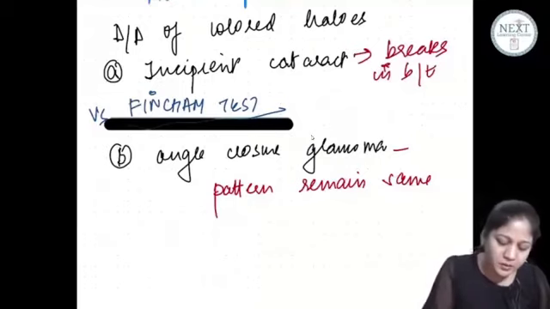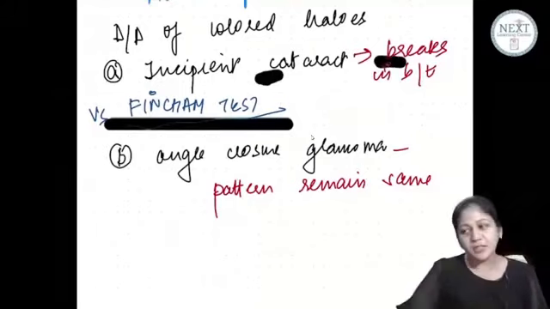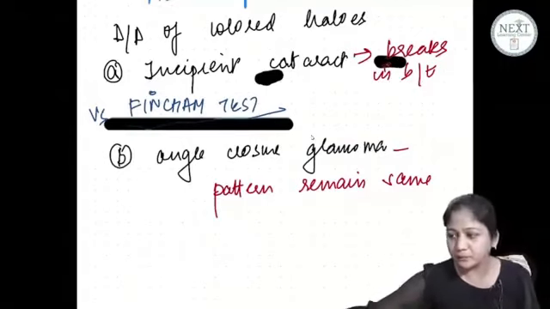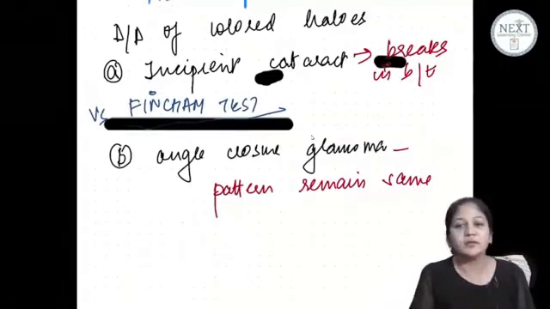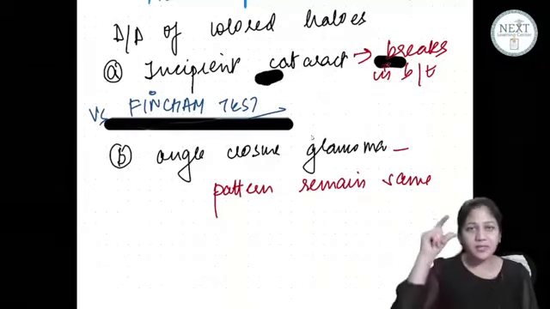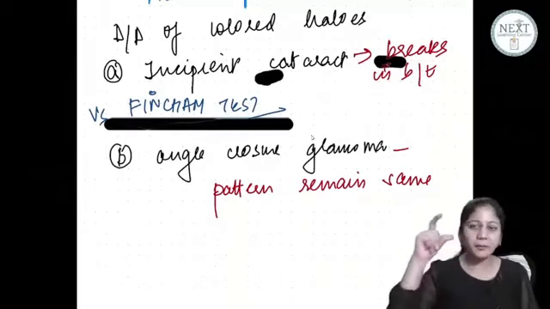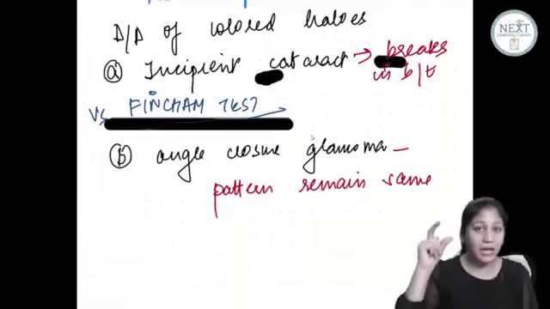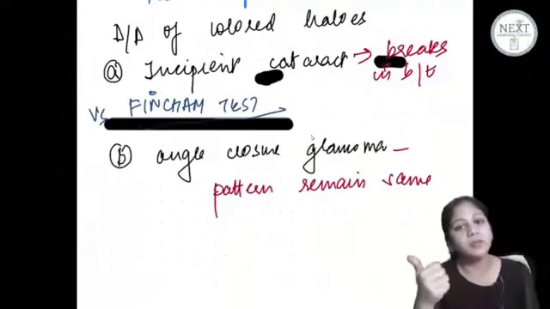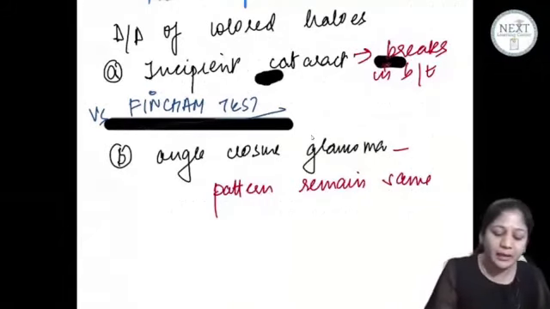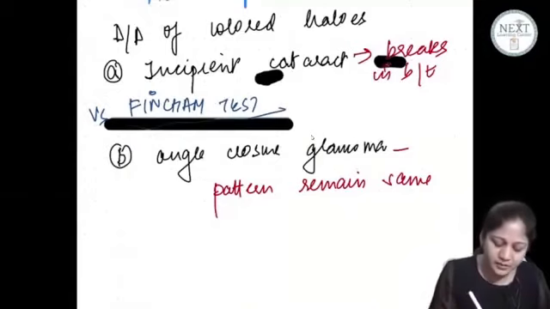ठीक है? Simple to remember by a mnemonic B and C. ठीक है? आप याद कर सकते हो B and C. Okay? So if the patient says, doctor, pattern जैसे पहले था अभी भी वैसे ही दिख रहा है, इसका मतलब ग्लोकोमा है, pattern remains the same. It does not break in between. Am I clear, friends?